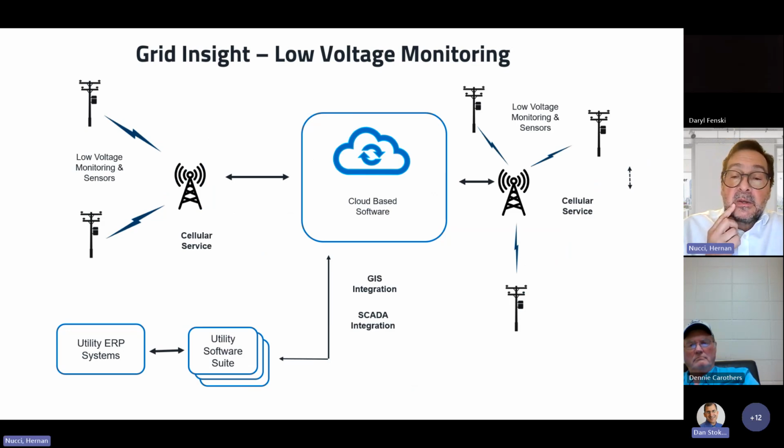This is a low voltage monitoring system. Super simple. You have the sensors and the monitors on the poles and the transformer going to a cellular tower, the cloud, and you can access straight to the cloud. And the only thing this system needs is the GIS integration or SCADA integration if you want to share the information with the SCADA. But you don't need this. You can have the system standalone, and there are a couple installed and working pretty well. This is another option if you decide not to use your AMI to get grid insight.